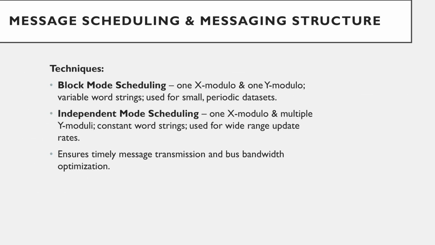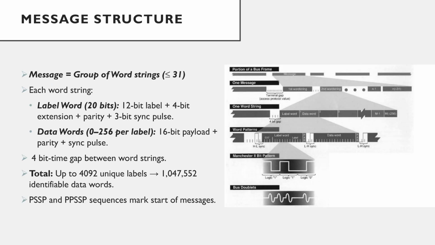Now we will see the message scheduling and messaging structure. Block mode scheduling supports smaller periodic updates and uses a combination of X and Y moduli to vary message length. Independent mode scheduling supports a wider range of update rates with constant word string lengths. Both methods optimize bandwidth while ensuring predictable transmissions.